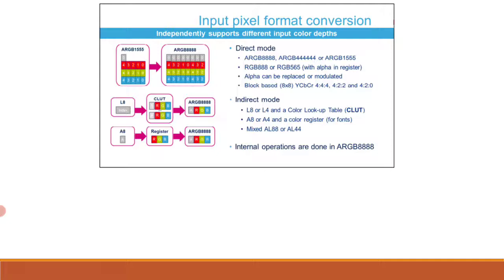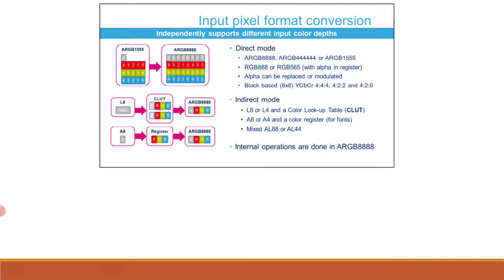All the input color modes are transformed internally into ARGB8888 format to perform the blending operation. Here in this you can see L8 to CLUT, ARGB8888 combination, and A8 to register and then ARGB8888 combination, ARGB1555 into ARGB8888 combination in this example.